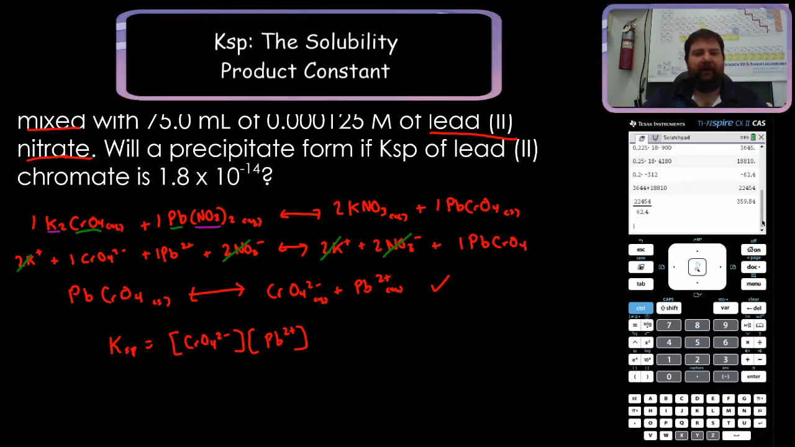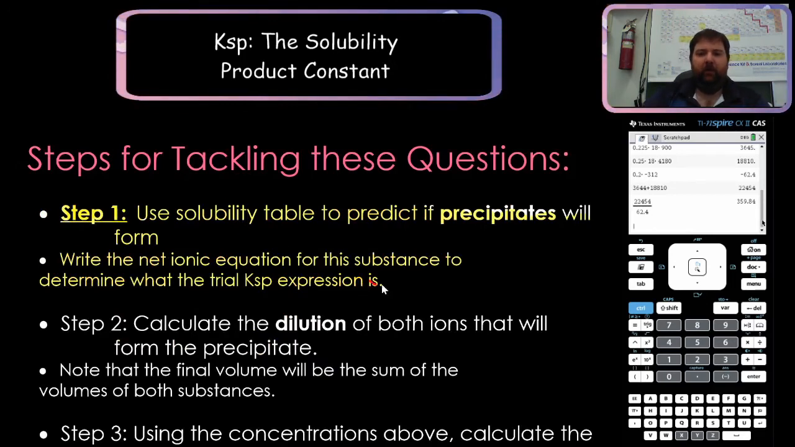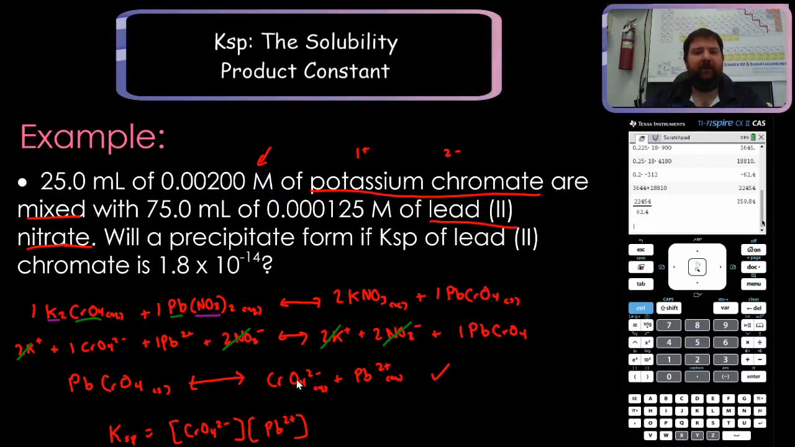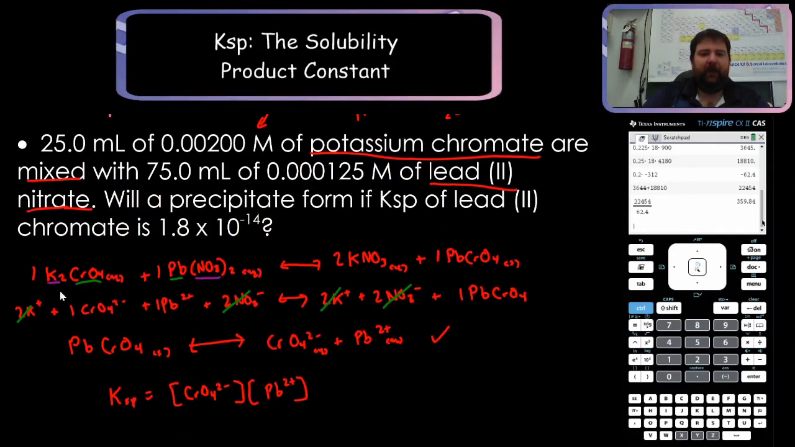Let's go back. We found our Ksp expression. We have the net ionic equation. That's step one. Now, we need to calculate the dilution of both ions that will form the precipitate. And note the final volume will be the sum of the volumes of both substances. So let's figure this out. What do we need to solve the Ksp? We need the concentration of this ion and that ion.